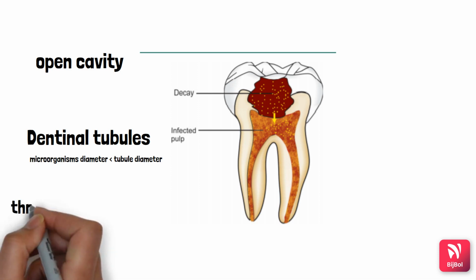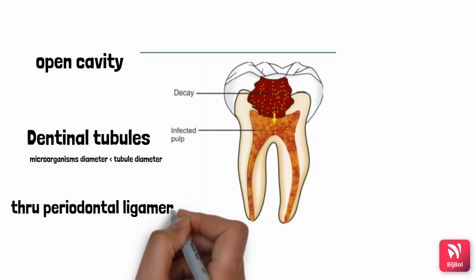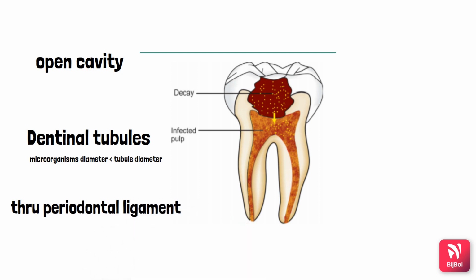Okay, next we'll see the other opening, which is through the periodontal ligament or through the gingival sulcus. During periodontal pathology or treatment which removes the cementum and exposes the dentinal tubules to the oral flora, the microorganisms gain entry into the pulp through the lateral canals.